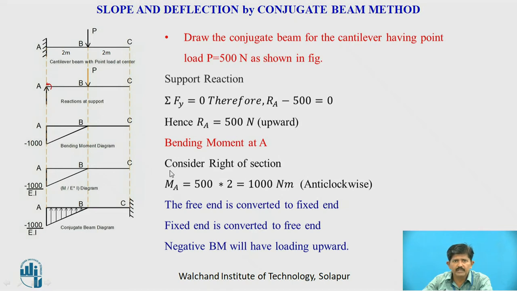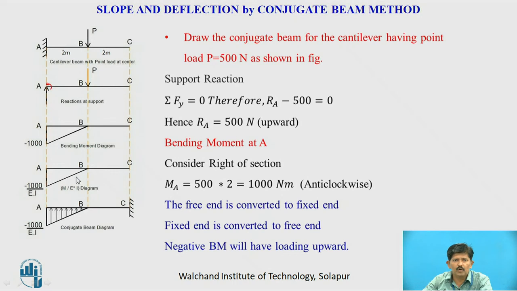Now this will be anti-clockwise, because P is producing a clockwise moment. To counteract, we will have at the support an anti-clockwise moment. So this is minus 1000 Newton meter. As it is a hogging bending moment, that is negative. Now we have to draw the loading diagram, that is the M upon EI diagram. So bending moment is 1000 divided by EI.